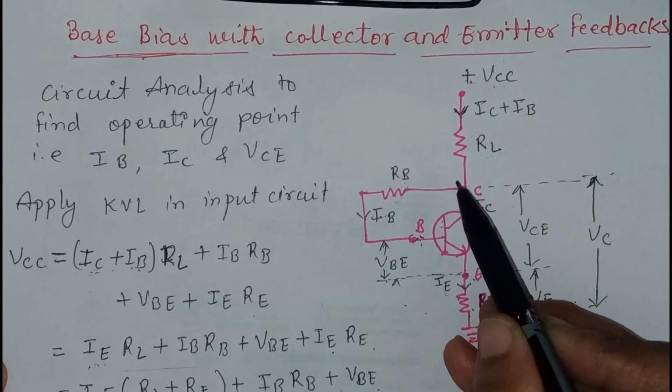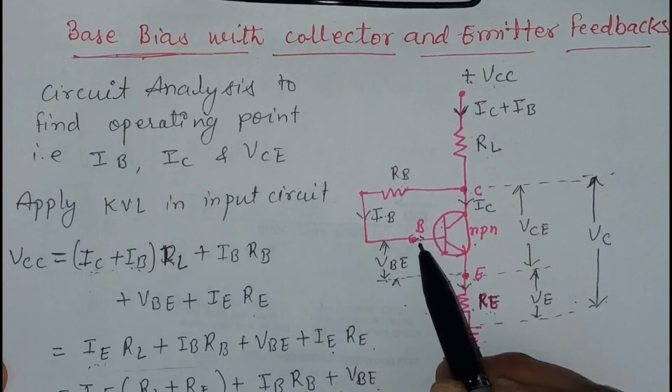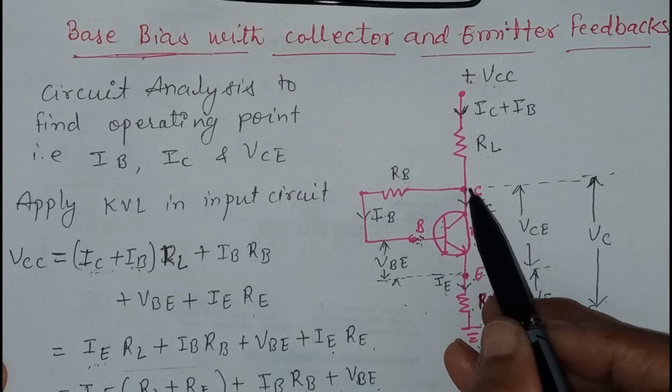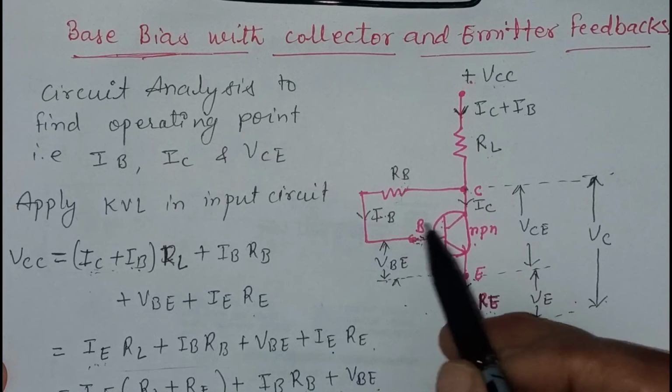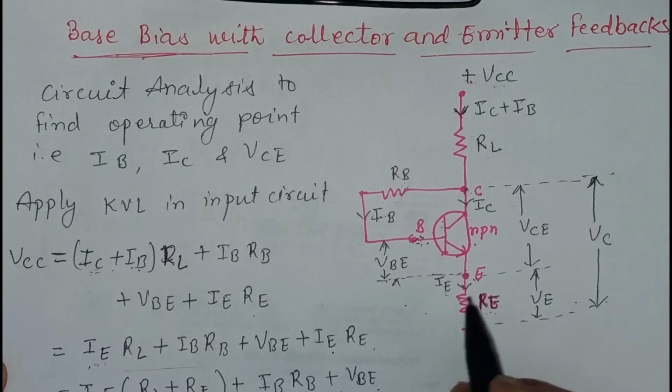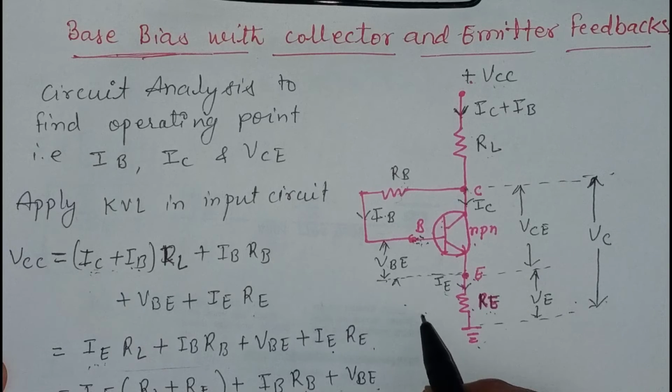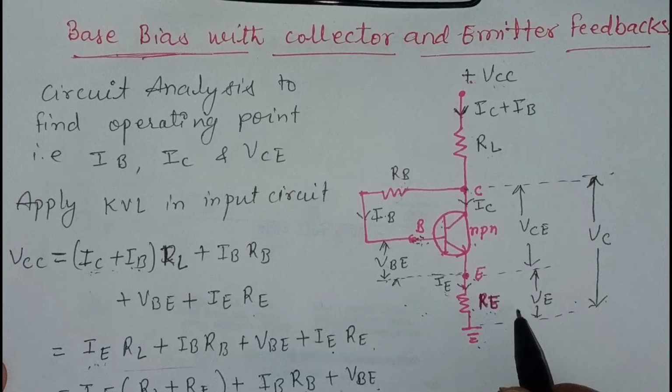As this collector is connected through this RB to the base terminal, a portion of collector voltage is coming into the input side. And this voltage drop across this R is coming on both the side, input side as well as on output side. So this is also providing negative feedback.